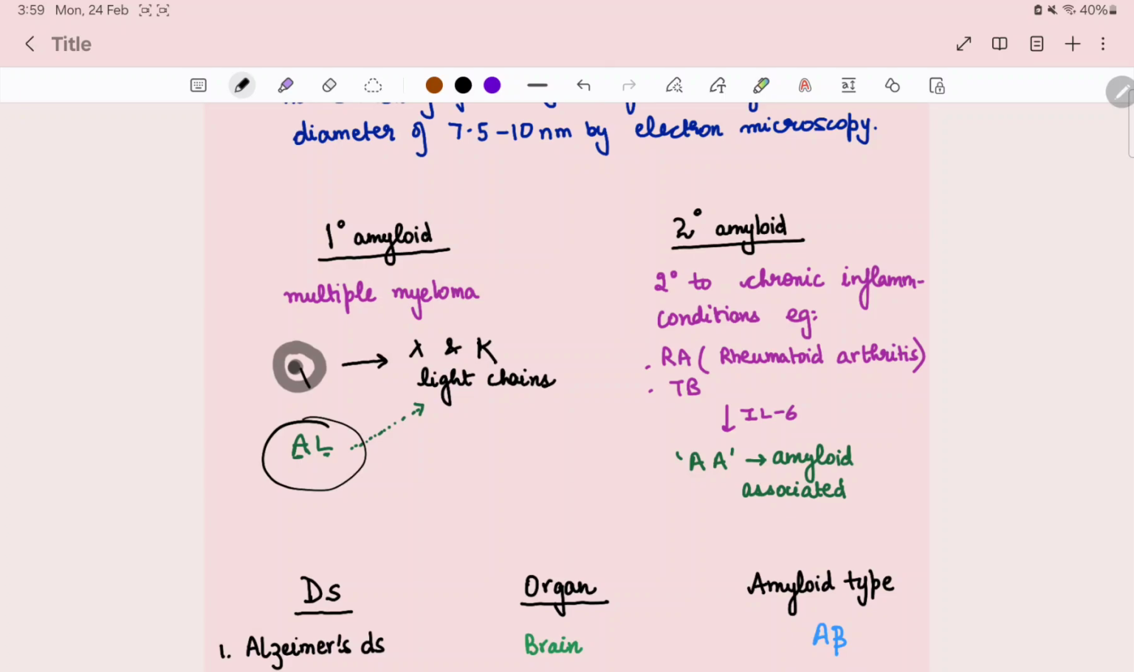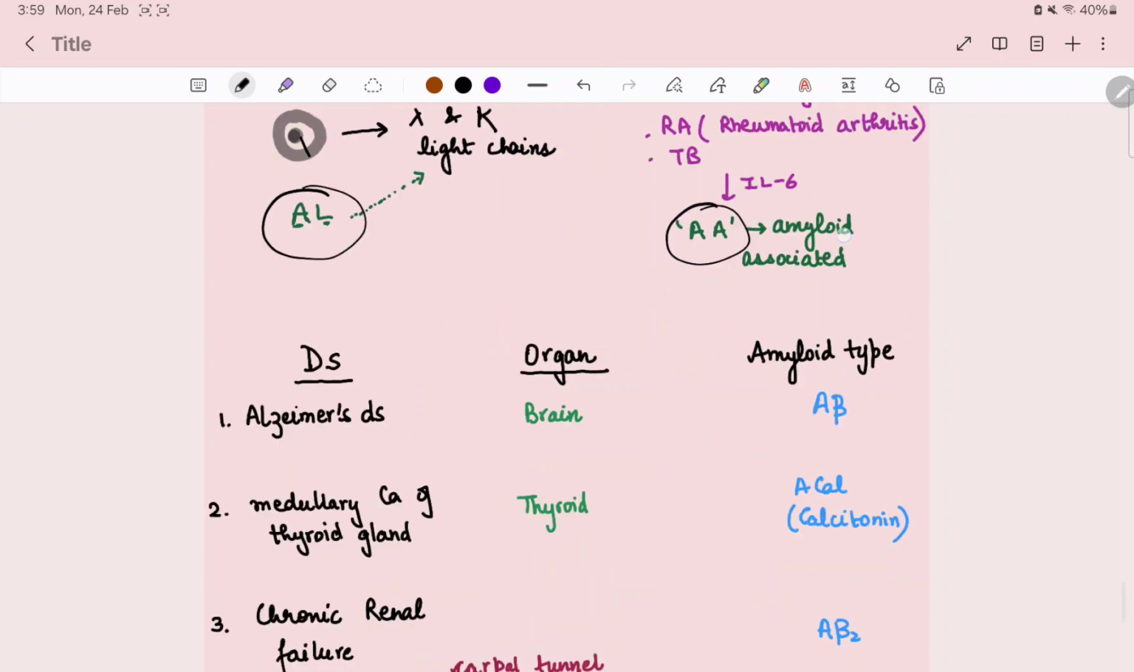Secondary amyloid, it is due to chronic inflammatory conditions. For example, most common in world is rheumatoid arthritis and most common in India is TB. There is interleukin 6, the same I have explained also in anemia of chronic disease. Here AA is produced, that is amyloid associated. AA you can learn secondary, 2 A's will come.